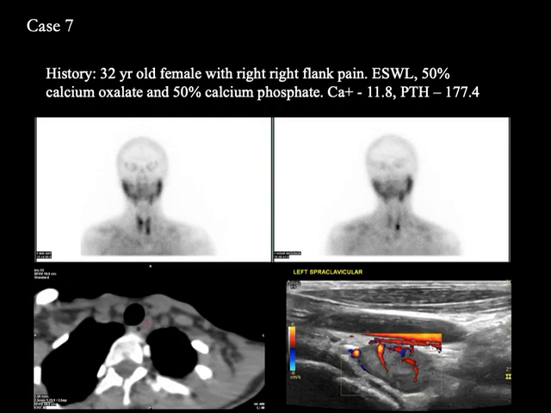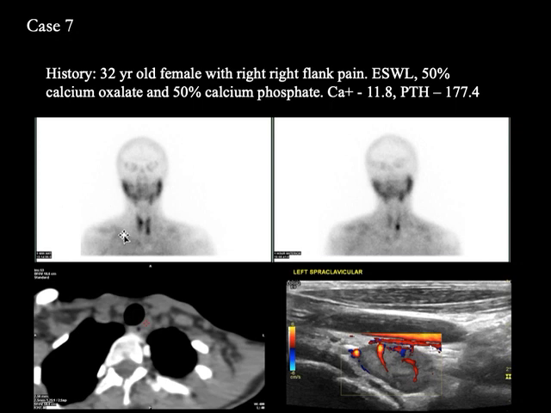Case number 7, here we have a 32-year-old female who presented with right flank pain. She was diagnosed with renal stones. She underwent extracorporeal shockwave lithotripsy. These were calcium stones. She had hypercalcemia. Her PTH level was very high at 177.4.